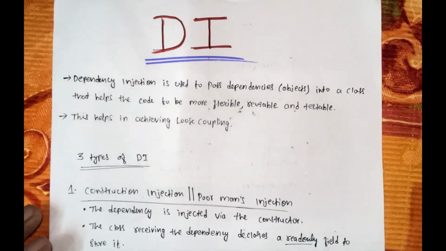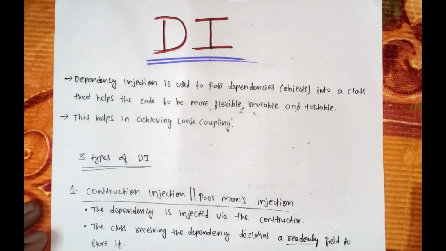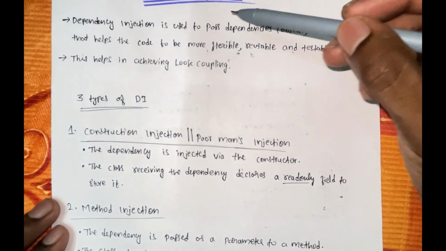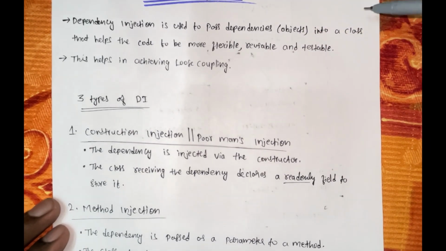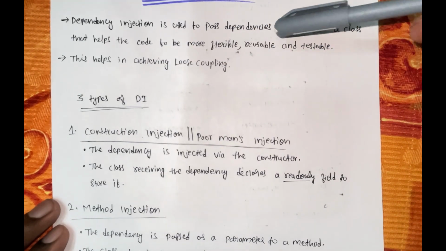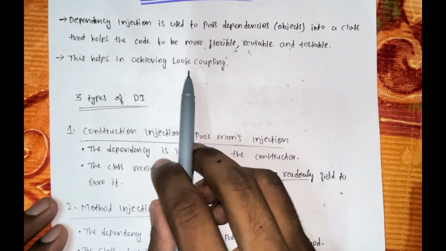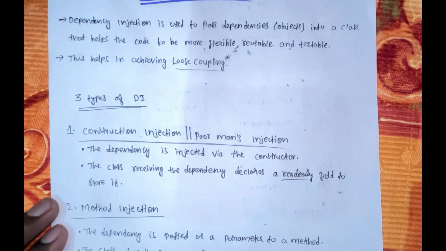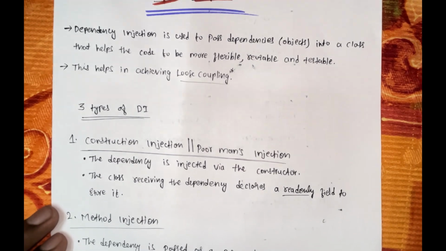Dependency injection. This is the last principle in SOLID principles. Now, dependency injection is used to pass the dependencies. Dependencies means the objects into a class that helps the code to be more flexible, reusable, and testable. This helps in achieving loose coupling. This is the very important keyword, loose coupling. Dependency injection is mainly used to achieve loose coupling.